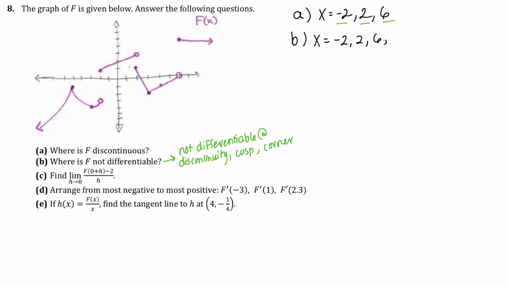Right here, this is a cusp. So we are not differentiable at a cusp. So -5. And then this right here is a corner at x equals 3. So we are not differentiable there because there's a corner. And everywhere else we are differentiable. So we're not differentiable at -2, 2, 6, -5, and 3.